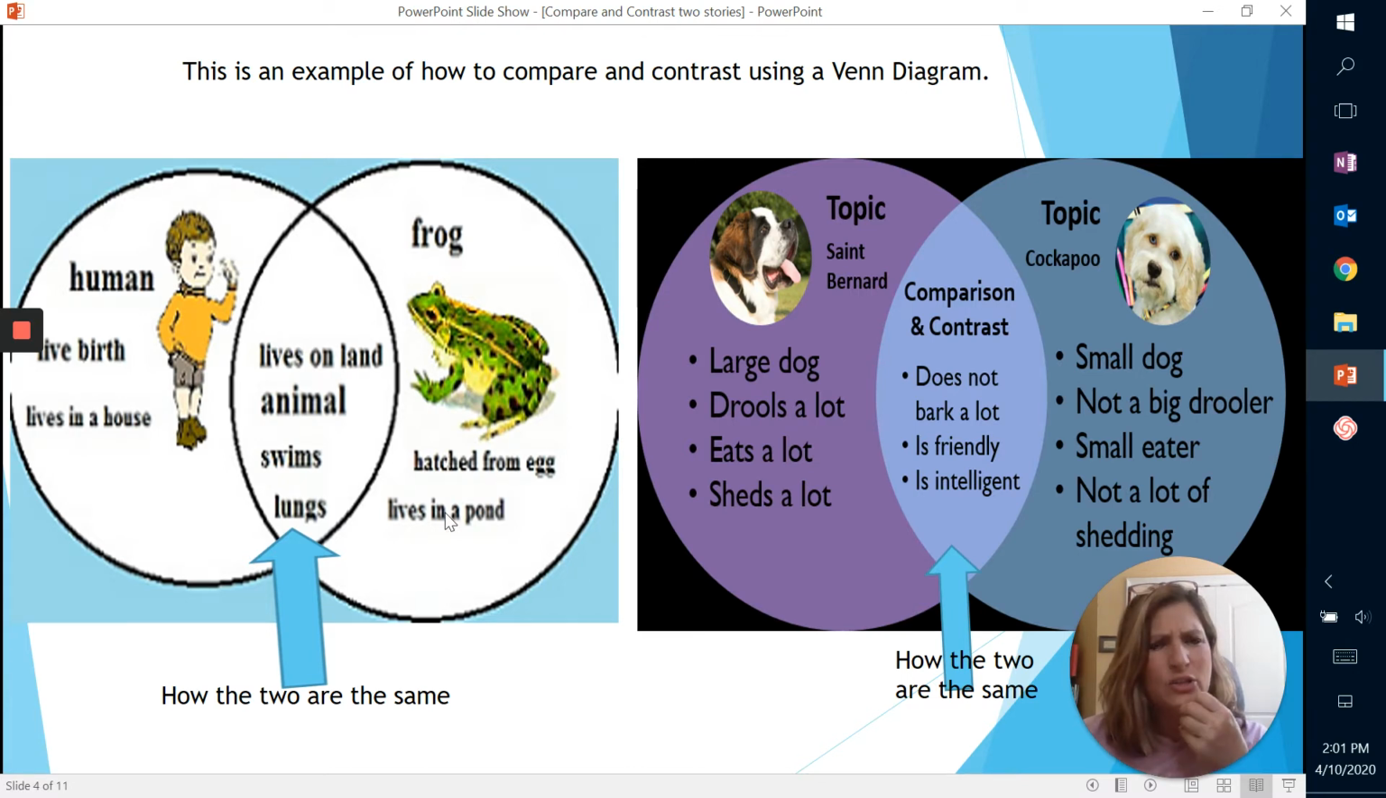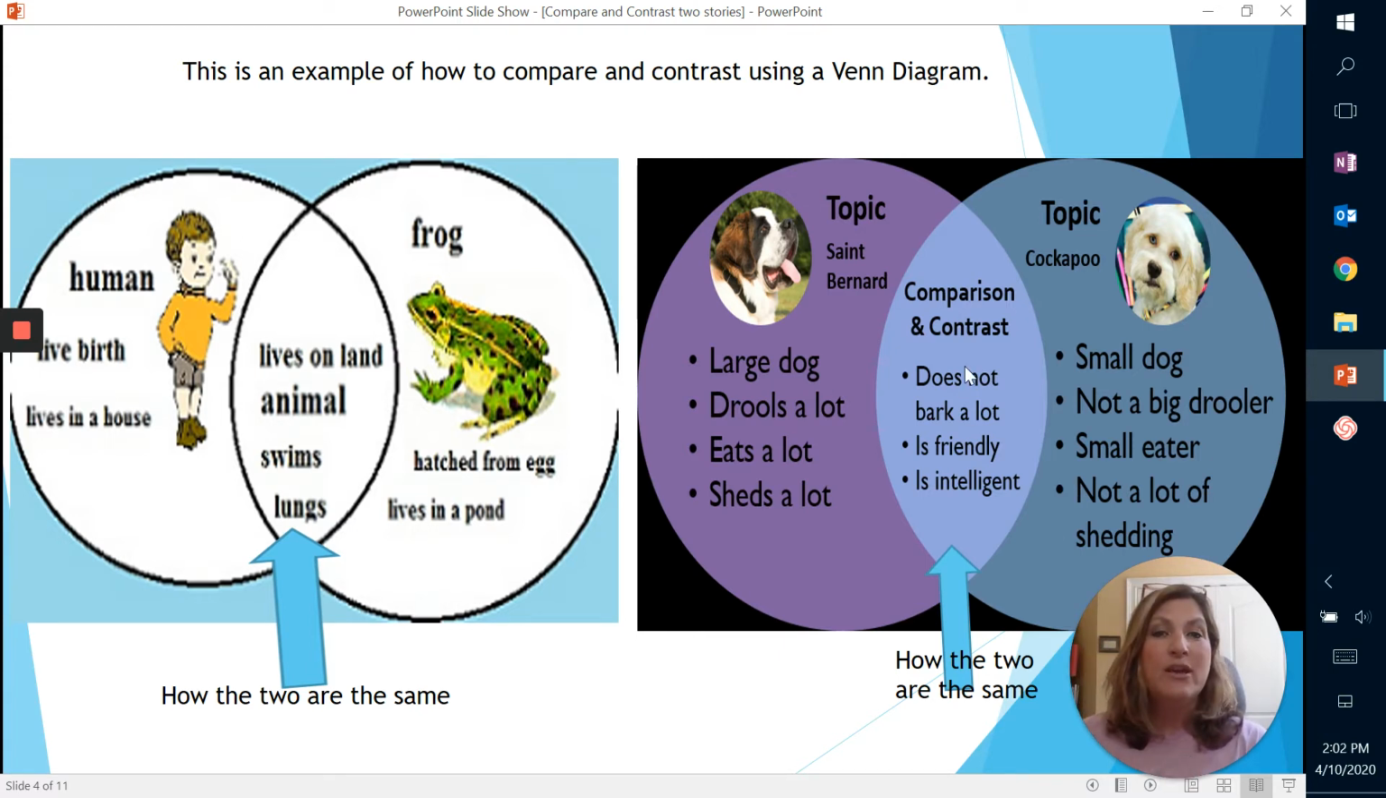But then you think to yourself, okay, Ms. Proctor, how are these even the same? Well, they are the same because they both live on land, and we are both animals. Remember, humans are mammals. We both swim. I know how to swim. All humans can learn how to swim. And a frog and a human both have lungs. Those are organs in your body. So that's how they're the same.